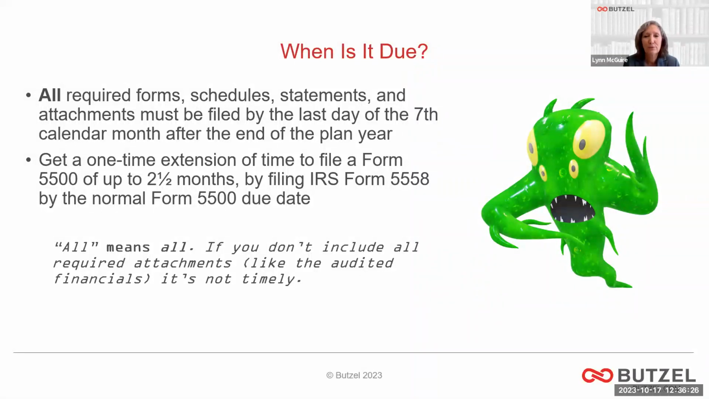So first of all, when is a Form 5500 due? All of the required forms, all of the schedules, and all of the attachments have to be filed by the last day of the 7th calendar month after the end of the plan year. Now, that's the general rule, that's the base rule. You can get a one-time extension of time to file your Form 5500, and the extension is up to 2.5 months. And all you have to do is file an IRS Form 5558 by the normal Form 5500 due date. And normally your accountant will do that as a matter of course for you if you need it. And so it happens kind of automatically in many cases.